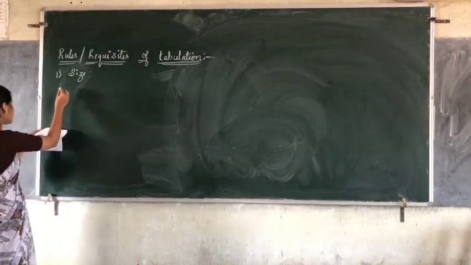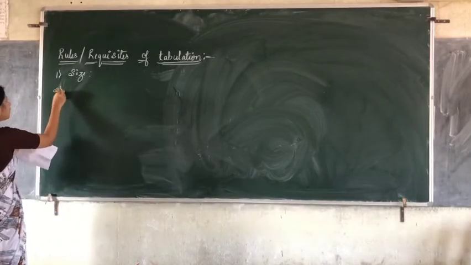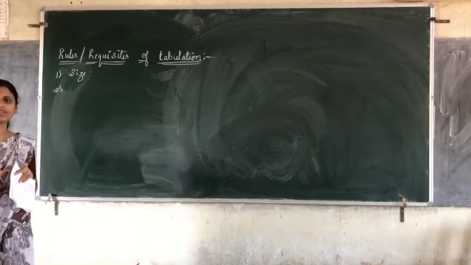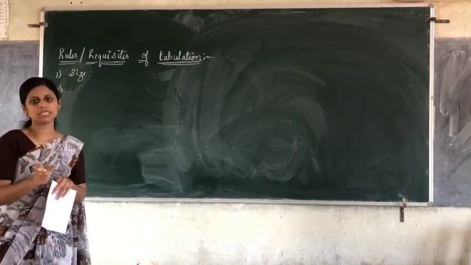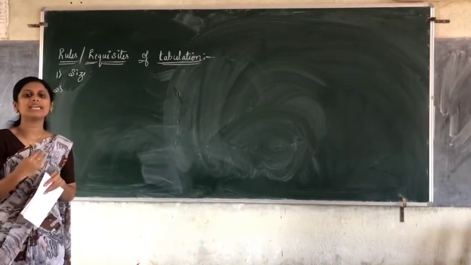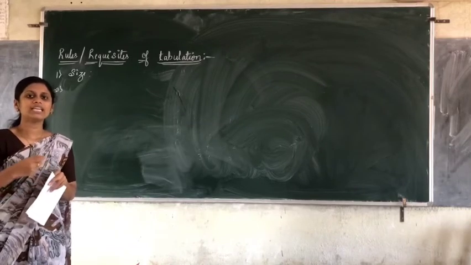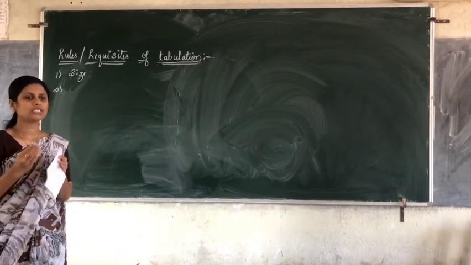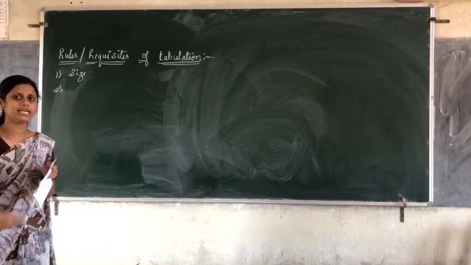So that is the first requisite that you have to follow while framing the table. Secondly, you have to draw the table in such a way that sufficient space is provided in each cell to make any additions or new entries in that cell. So sufficient space should be provided in each cell.